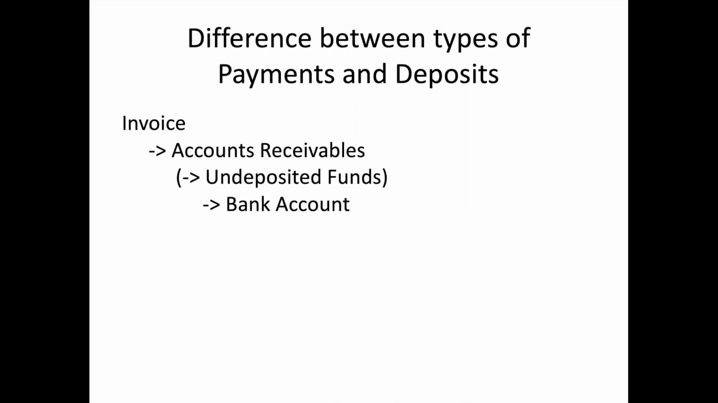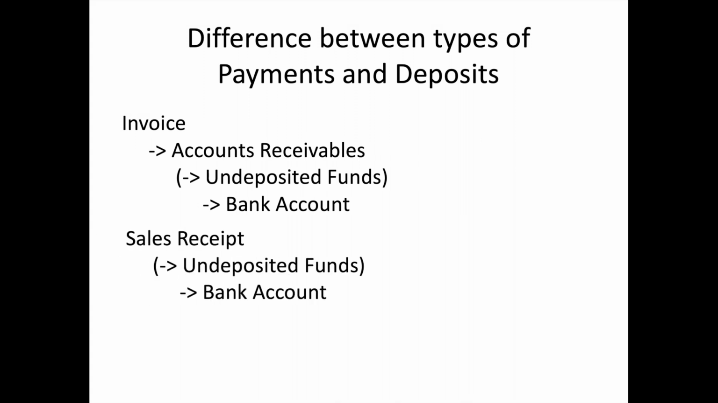If they pay you with a credit card or a wire transfer, the money would go straight from accounts receivables to the bank, skipping undeposited funds. With sales receipts, the customer hands you the payment but wants a receipt to acknowledge their payment. Notice that with sales receipts, you skip accounts receivables because you're not waiting for the payment. You have already received it.